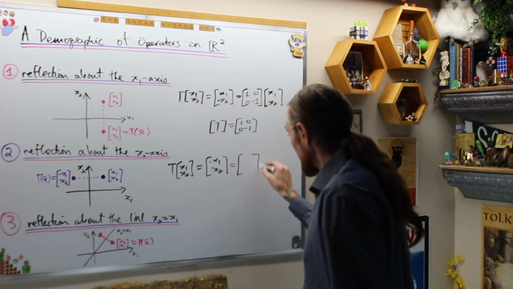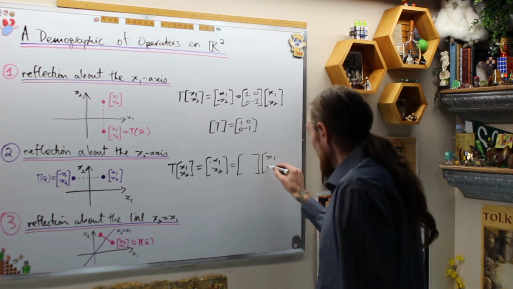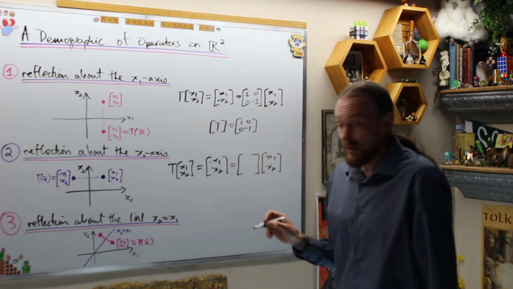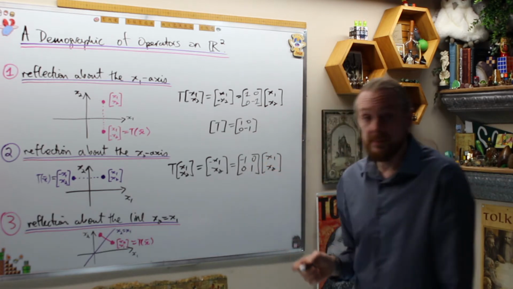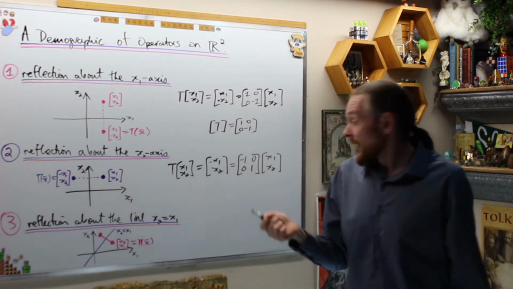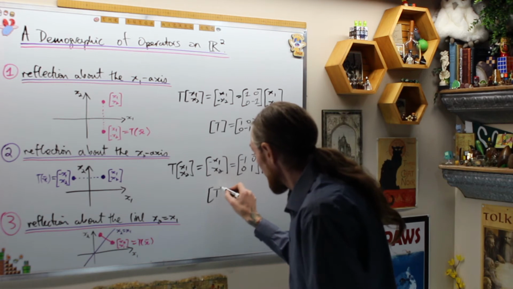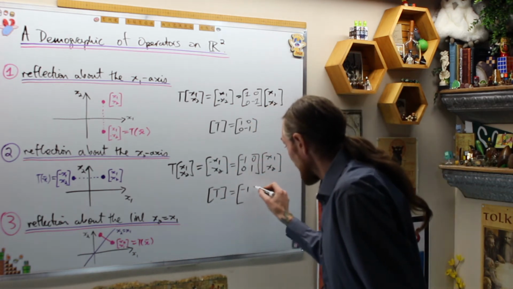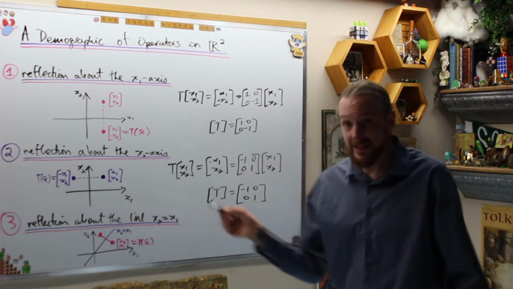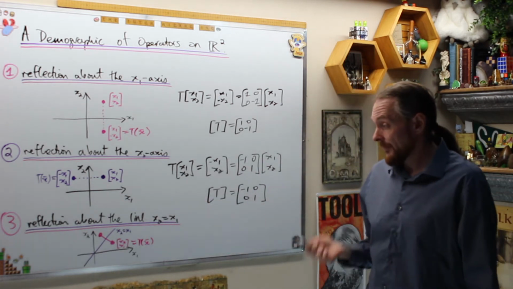Which is, of course, a 2 by 2 matrix multiplied by x1, x2, which is going to be what? This time I need negative 1, 0, 0, 1. So this is the standard matrix of T in this case for reflections about the x2 axis. This is going to be negative 1, 0, 0, 1. A nice diagonal matrix again.